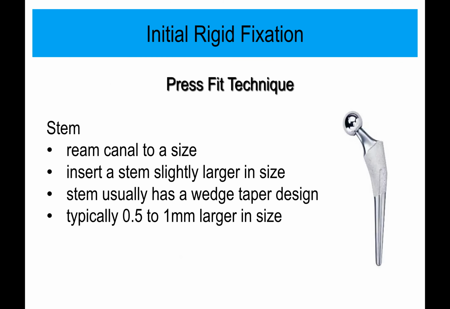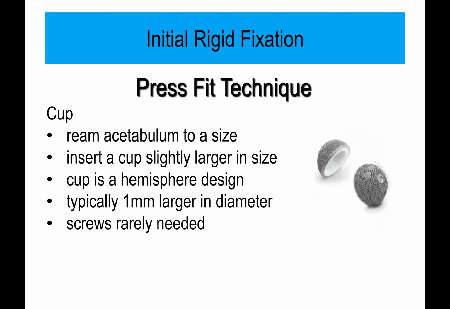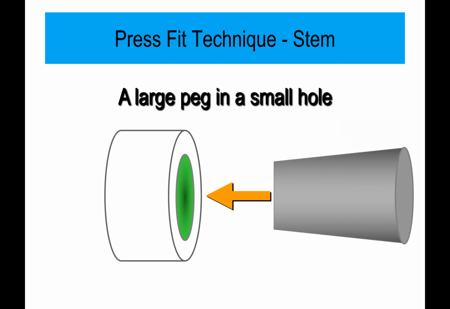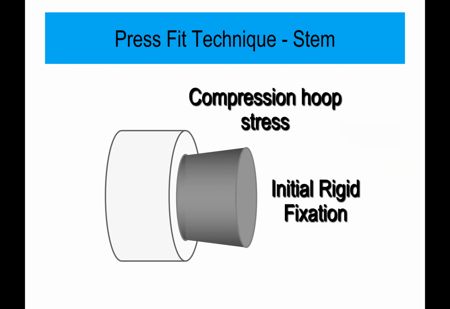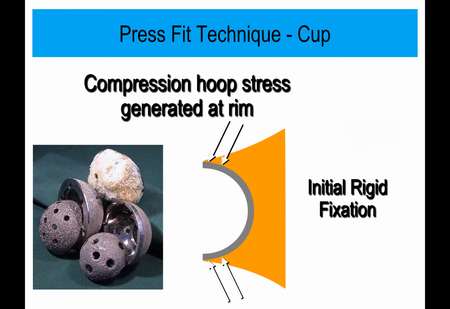It provides an initial rigid fixation by the press fit technique. You have to ream the canal to size and insert a stem slightly larger in size, typically 0.5 to 1 millimeter larger. For the press fit technique for the cup, ream to the established size and insert a cup slightly larger in size. The cup is hemispherical in design, typically 1 millimeter larger in diameter, and screws are rarely needed. This is the principle of press fit technique, like a large peg in a small hole, where the compressive hoop stresses provide the initial rigid fixation. This is the example of press fit technique for the acetabulum.